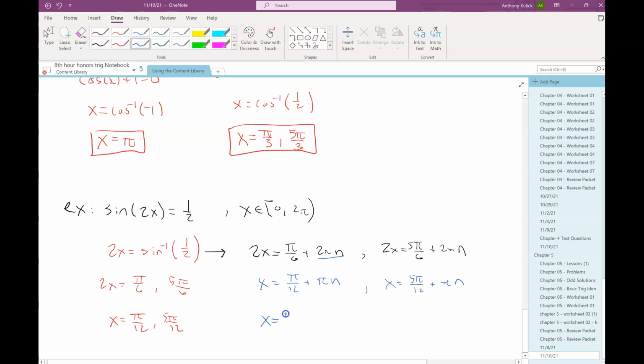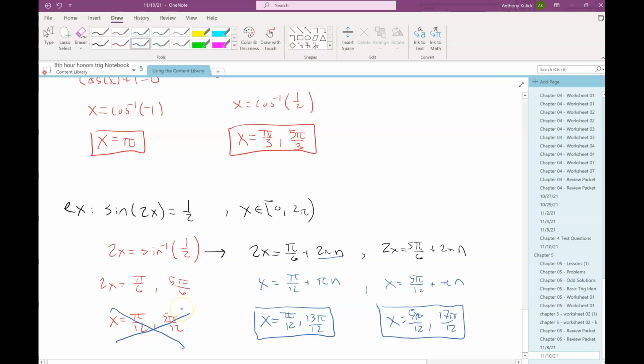So when I do that, I have pi over 12, 13 pi over 12. If I added another pi, it would be too big. And here I have 5 pi over 12, and then 17 pi over 12. If I add another pi, though, it would be too big. Notice here that I'm getting 4 answers instead of 2.